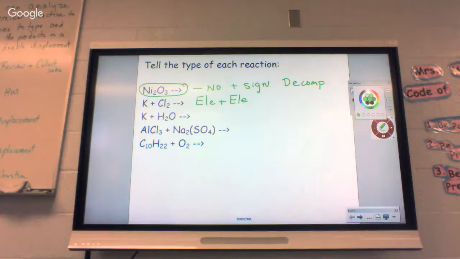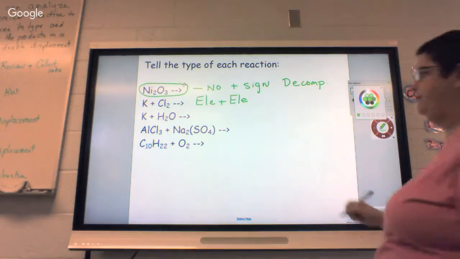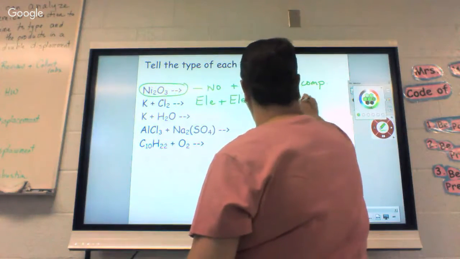Now, that leaves us with synthesis or combustion. Now, what's combustion have to be? Carbon, a hydrocarbon plus oxygen. Do we have either of those? No. So that means this has to be what? Got to be synthesis.